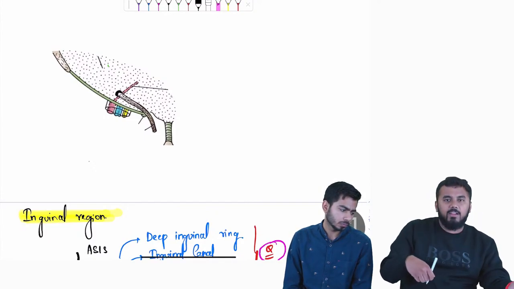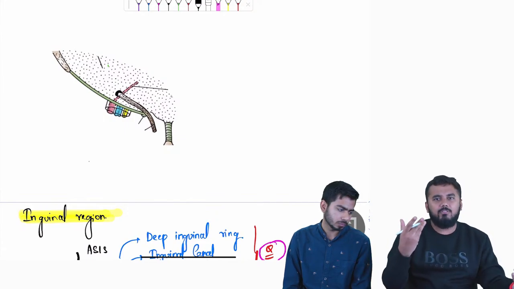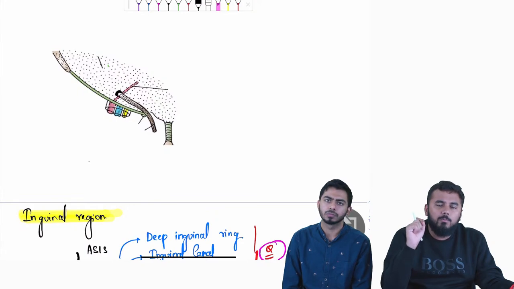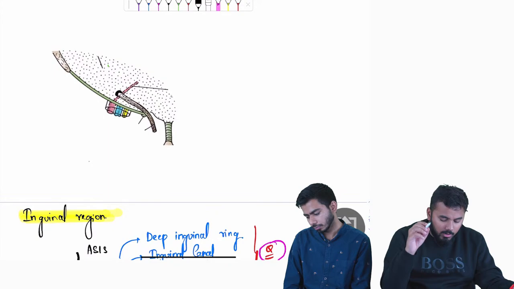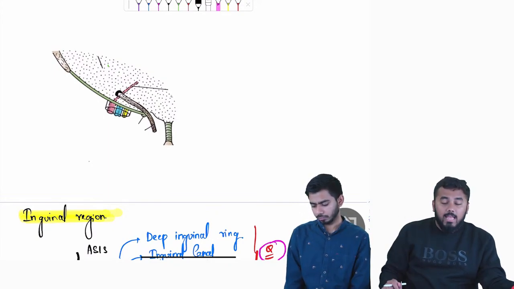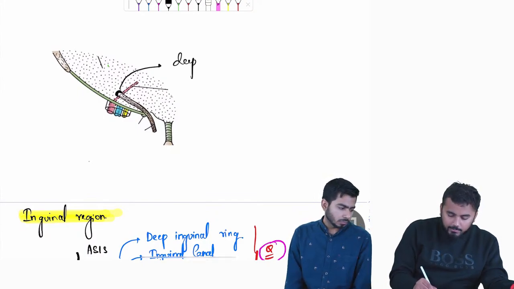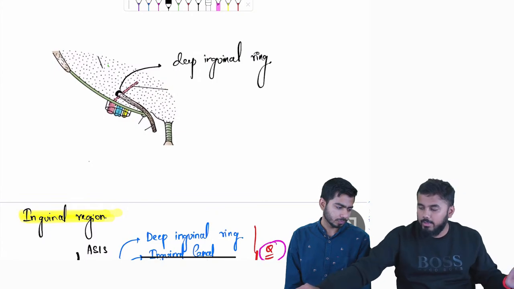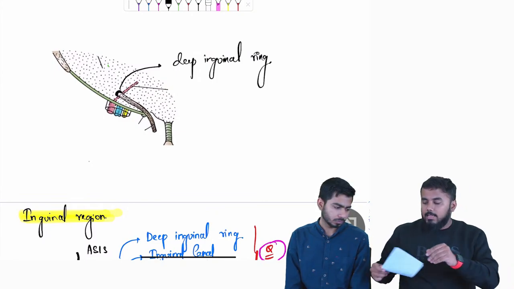And through this defect, in the sense a small hole, guys, in our layman language, just remember it as a small hole. A small hole is called defect, right? So there is a small hole on the transverse fascia through which the spermatic cord is coming out. And this is called as deep inguinal ring.